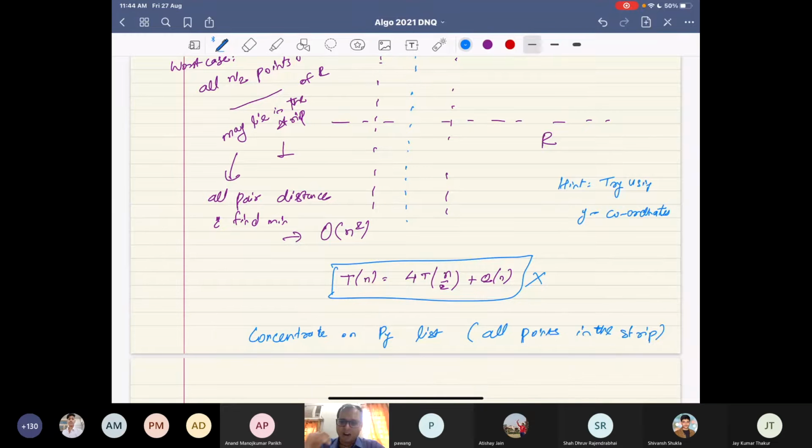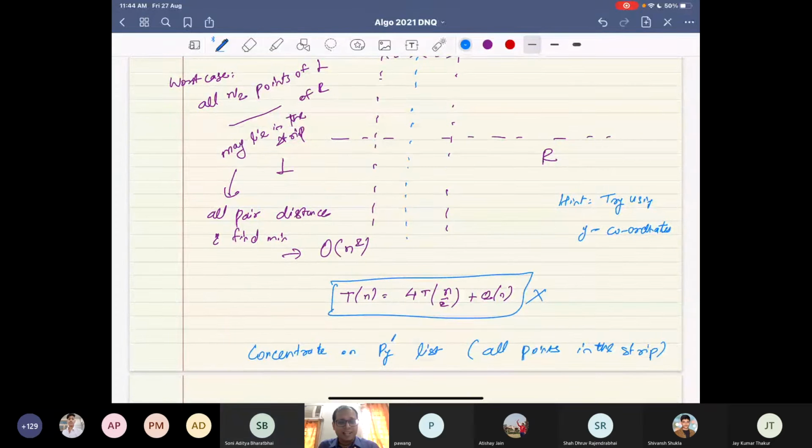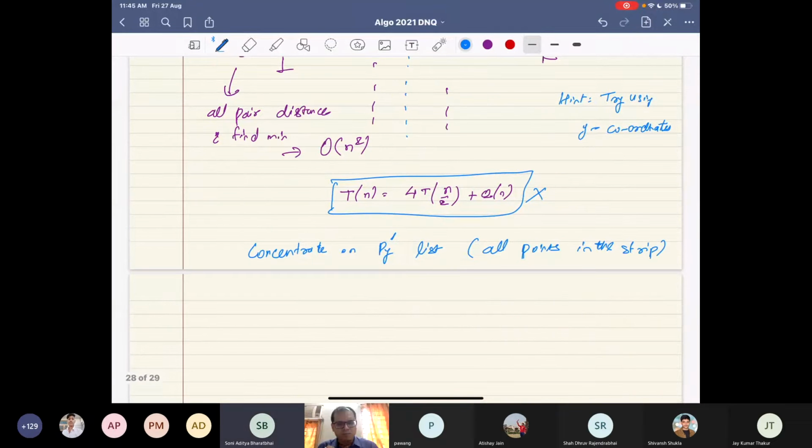Sir, is py the set of all points or only those points which are inside the strip? See, initially you will have py, so you will sort all the points as per the y coordinates. Then when you are selecting the strip, you can make a subset. I'm calling it, let's say, py prime, that will contain all the points that are in the strip. Okay, so they have all the points in the strip, but they are sorted as per y coordinate.